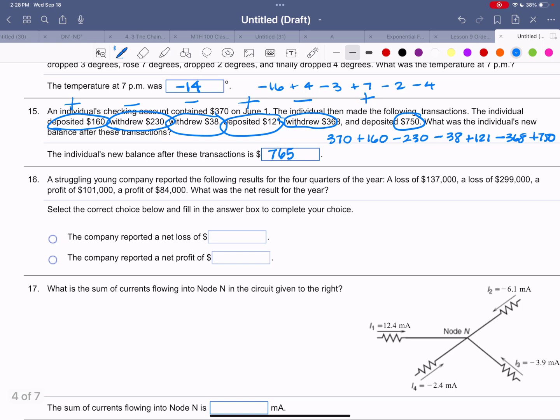Number 16. A struggling young company reported the following results for the 4 quarters of the year. Now, 4 quarters of the year means January through March, April through June, July through September, and then October, November, December. So this would be quarter 1, quarter 2, quarter 3, quarter 4. So that's what they mean when they talk about the 4 quarters of the year.